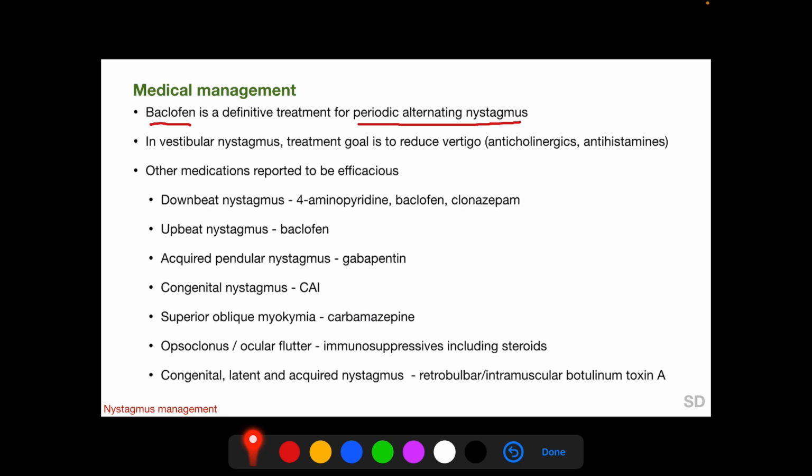Now we have to remember that immunosuppressives including steroids can be used to control the oscillopsia of ophthalmoplegia, and for patients with congenital, latent, and acquired nystagmus, we can also use botulinum toxin A, either retrobulbar or intramuscular.